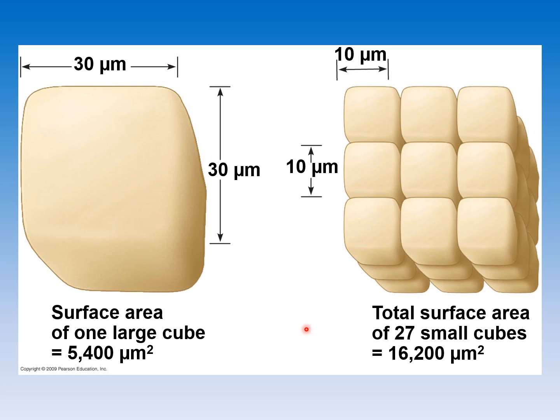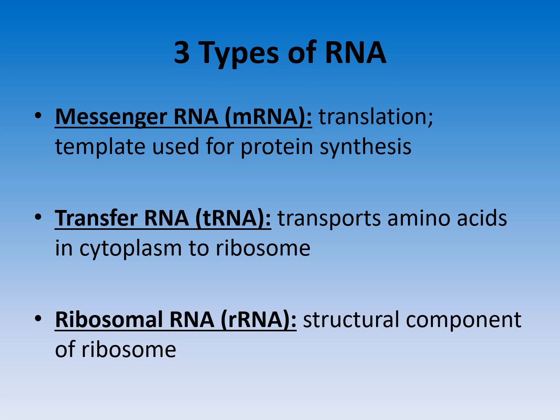Wouldn't it make more sense to divide it into much smaller components? In other words, put a pizza here, put one here, one here, one here, and one here. It's much more efficient that way.